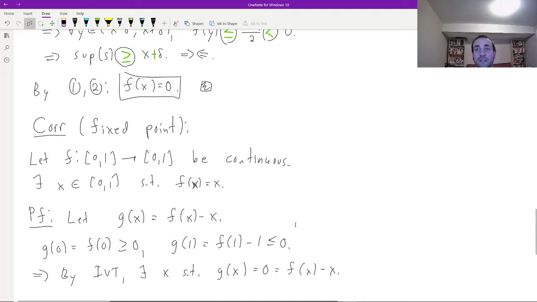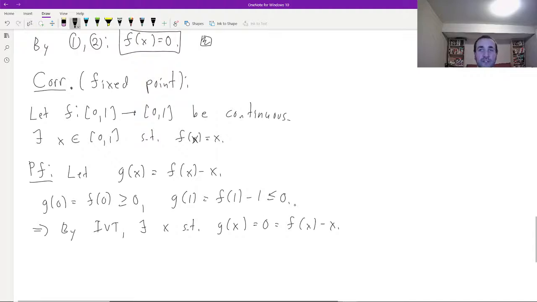I can't resist the option to play with the IVT a little bit more, so I'm going to prove a corollary, which is often called a fixed point theorem. So here's the theorem. I'm going to let f be any continuous function f from the interval [0, 1] to [0, 1]. And I'm going to say there exists some point x in that interval so that f of x is equal to x. The proof of this is going to be very similar to the antipodal point theorem that I had at the beginning of the class.